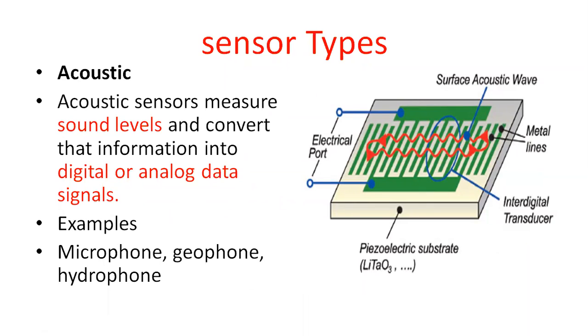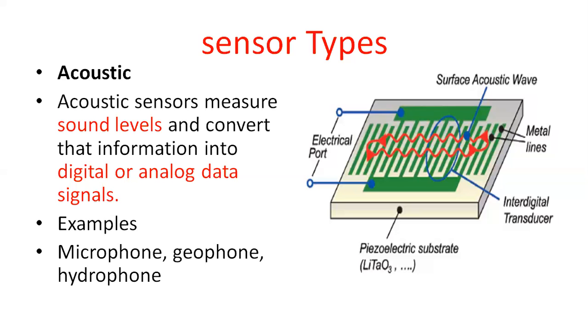An acoustic sensor measures the sound levels and converts that information into a digital or analog signal. For example, microphone, geophone, hydrophone, and so on. These are all different acoustic sensors. Whatever the voice may be, it is converted into information as a digital or analog signal.